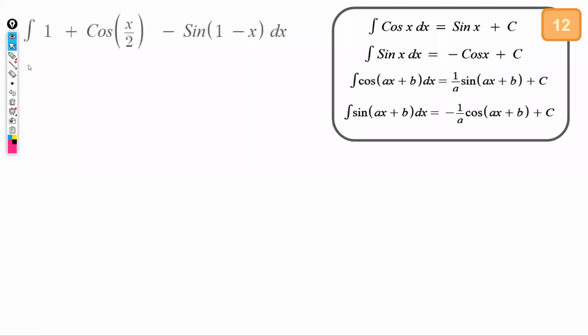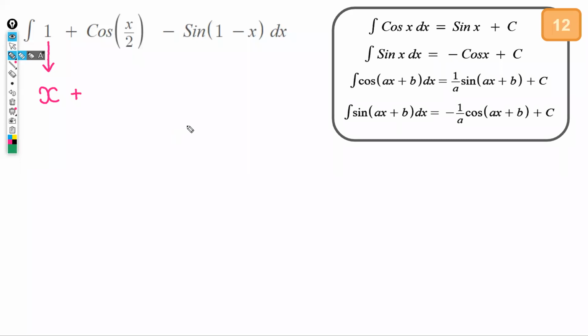So let's start off with the 1, right? When you integrate 1, you're going to get x. I think we know that one already. Plus, when you integrate cosine, you get regular boring sine, right? Integrate cosine, you get positive sine. But who's touching x here?